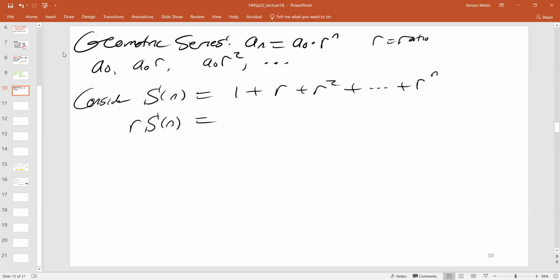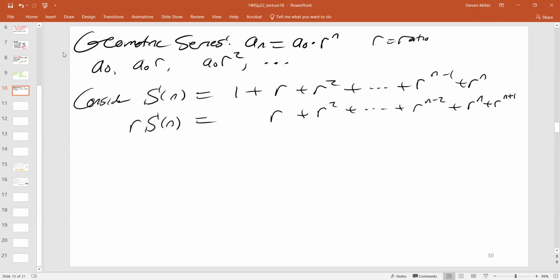So if we multiply by r, what's 1 times r? r. What's r times r? r squared. ... r to the n minus 2. r to the n minus 1 times r is r to the n, and r to the n times r is r to the n plus 1. What can we do to both sides? What should we do to these two equations?